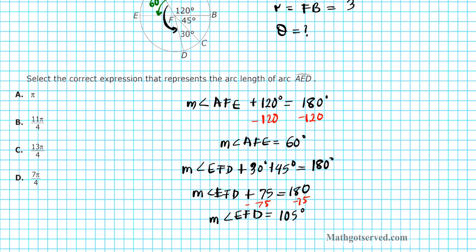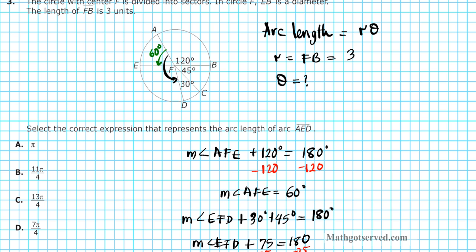Okay, let's go ahead and put that back in. So the measure of EFD is this angular measure right here, which is what? 105. Okay, so now what is theta? Angle theta is the same thing as the measure of angle what? AFD, this entire angle AFD. And if this is 60 and this is 105, we simply add 60 plus 105, and that gives us the measure of AFD, which is 165 degrees.